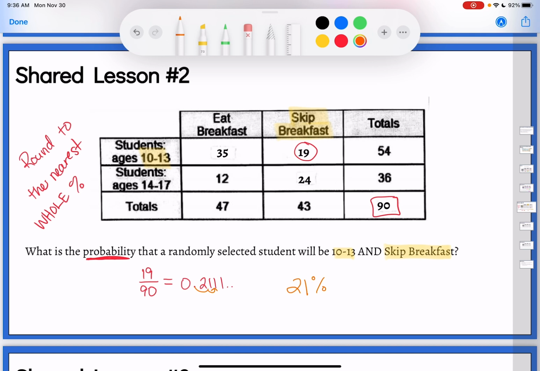The 1 says to stay at 21. It would be like 21.111... So when I look at that, the 1 tells it to stay at 21%. Okay, so again, this one said 10 to 13 and skip breakfast. So I was looking for just that 1 out of the total.